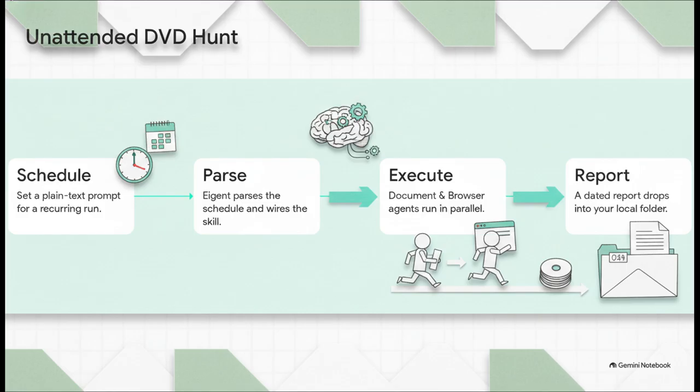You just open the Schedule tab in the app and you give it a simple plain text prompt, something like, run DVD hunt every Sunday at 8 a.m. and save the report to my collection folder. That's it. Eigent parses the schedule and wires up the whole skill.